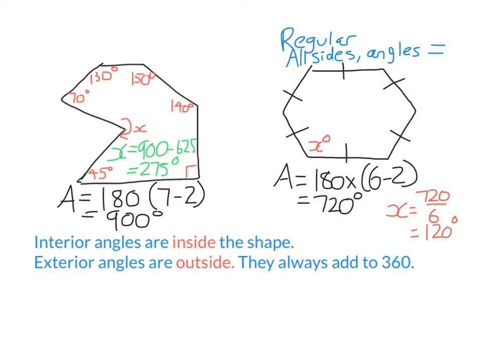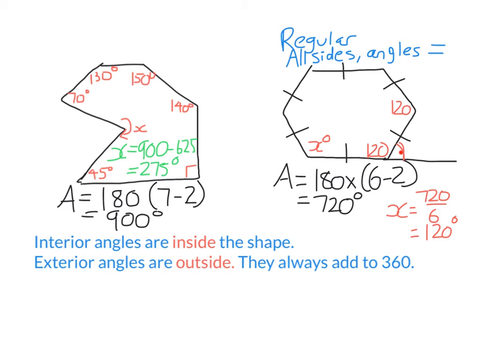So this is what the exterior angles look like. What I do is I extend one of the sides, and it's this angle here outside the shape. I just found out each angle inside this regular hexagon was 120. So this one will be 120 as well. This one's 120 and so on.